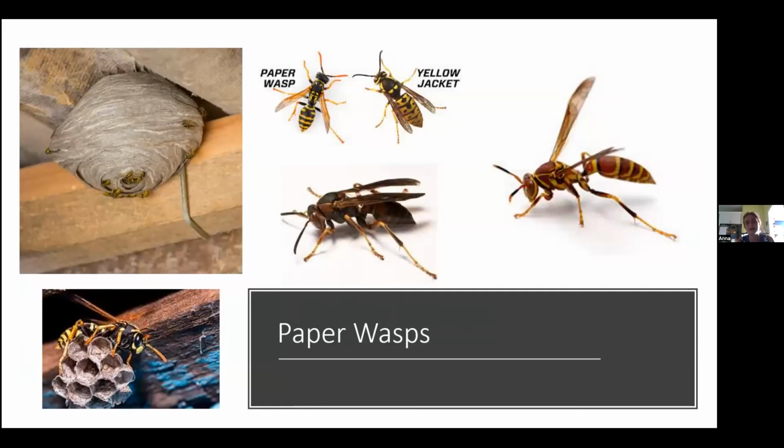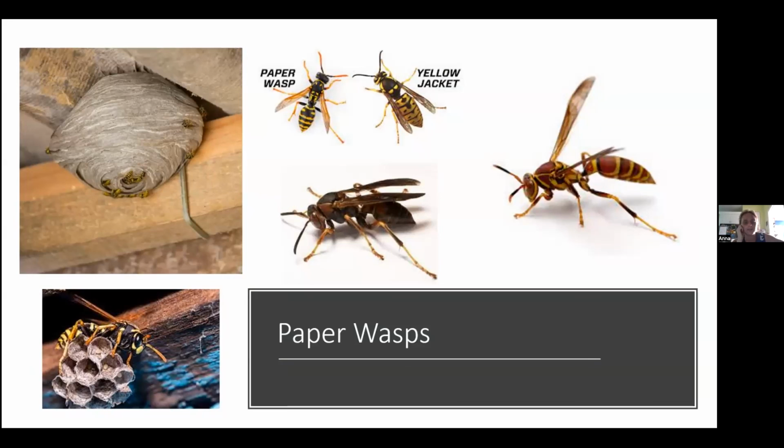Paper wasps, highly aggressive, like yellow jackets. You do want to avoid these guys, avoid their nests. You can remove their nests carefully. You can use a propelled insecticide like Raid. That's very popular.